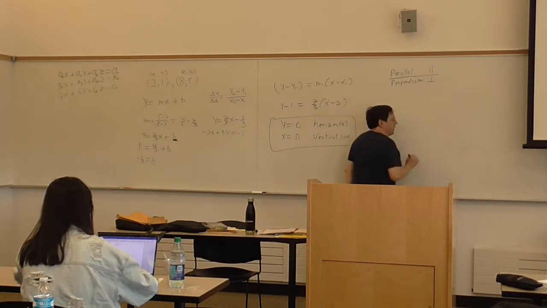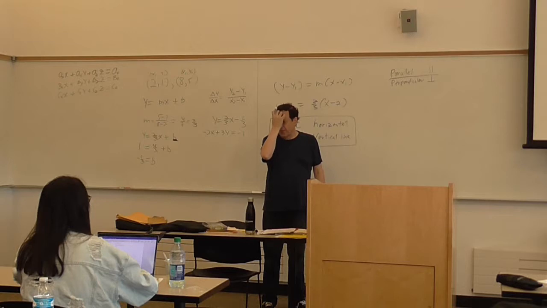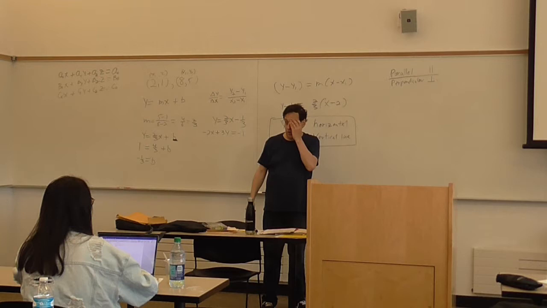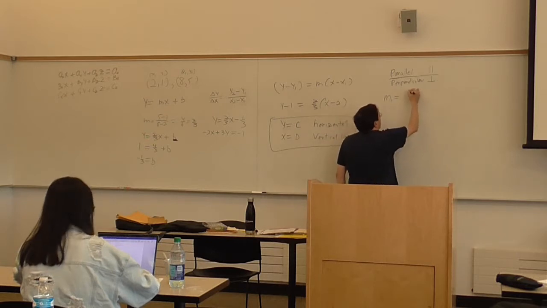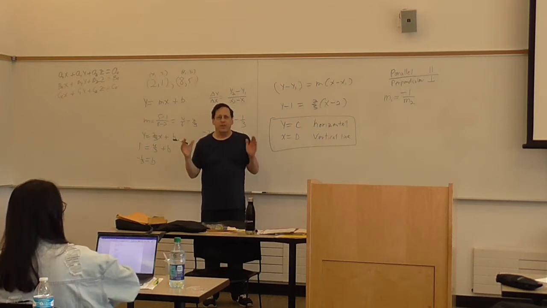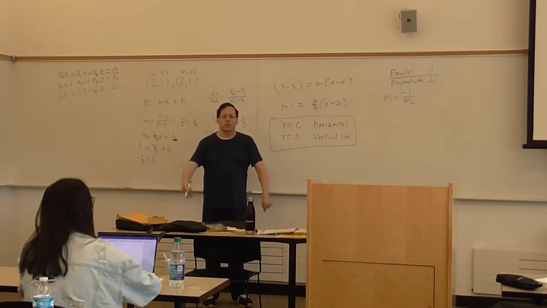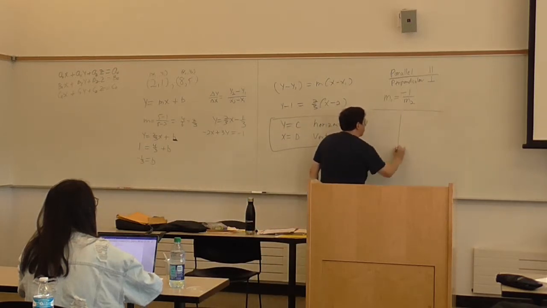Perpendicular is a little more complicated. We're not going to derive this. Hopefully you've seen it. If you come to my office hours, I'll be happy to show you. But slopes that are perpendicular are negative reciprocals. You've got to get both. You've got to get negative and reciprocal. So let's look at some examples of negative reciprocals.